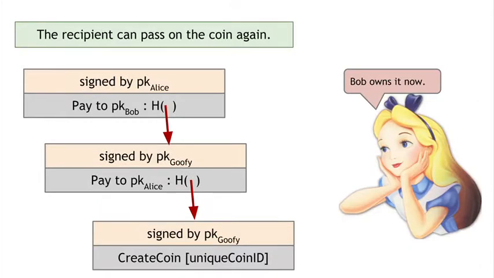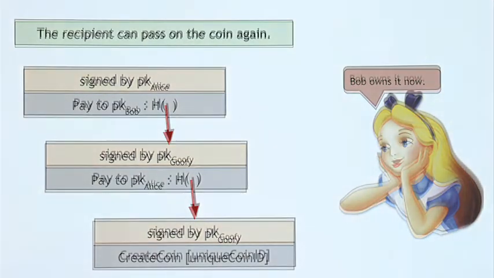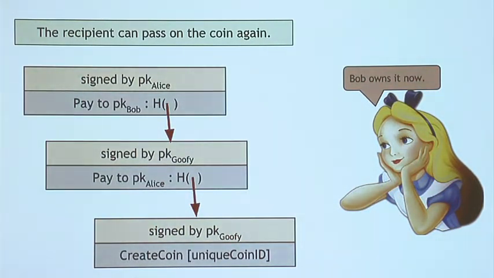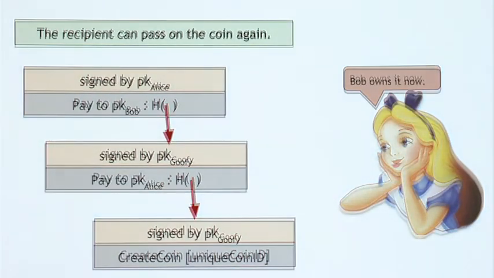Now Alice can move on and spend the coin as well. So here we have the coin we had before, down here at the bottom. We have the creation of the coin signed by Goofy. Now Goofy paid the coin to Alice via this hash pointer and he signed that. Now Alice is the owner of the coin. Now she can create a statement like this that says pay this coin to Bob's public key, and here's a hash pointer to the coin. And now Alice signs that. Because Alice was the valid owner of the coin, which we could verify by walking this chain, now we know that this is valid and the coin belongs to Bob. So Bob is now the owner of this coin.